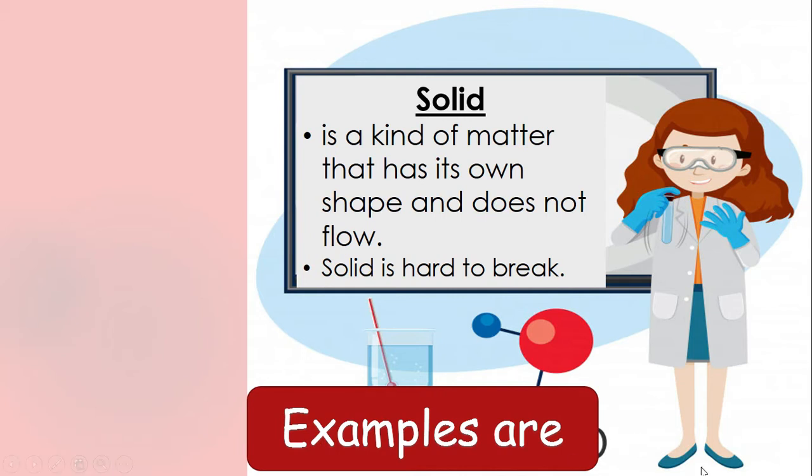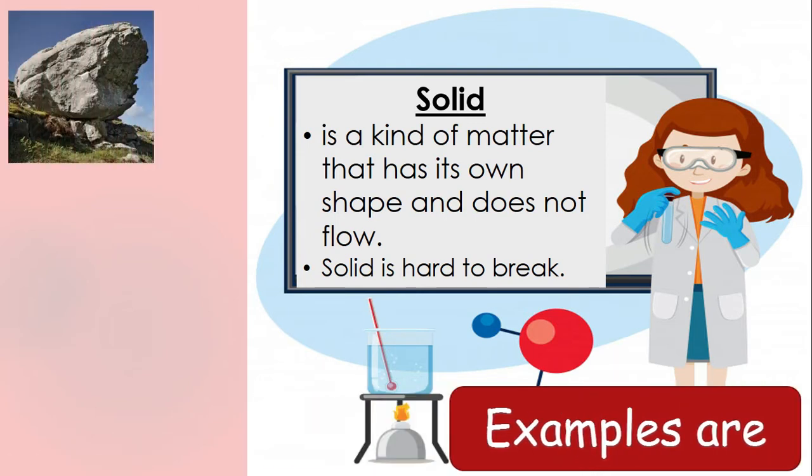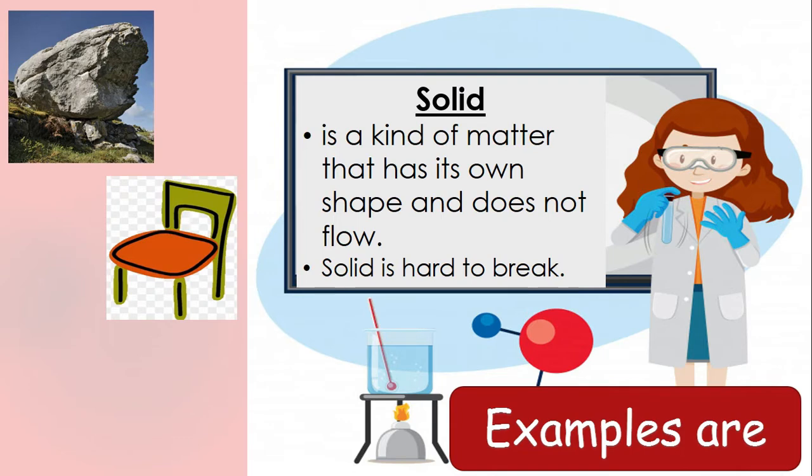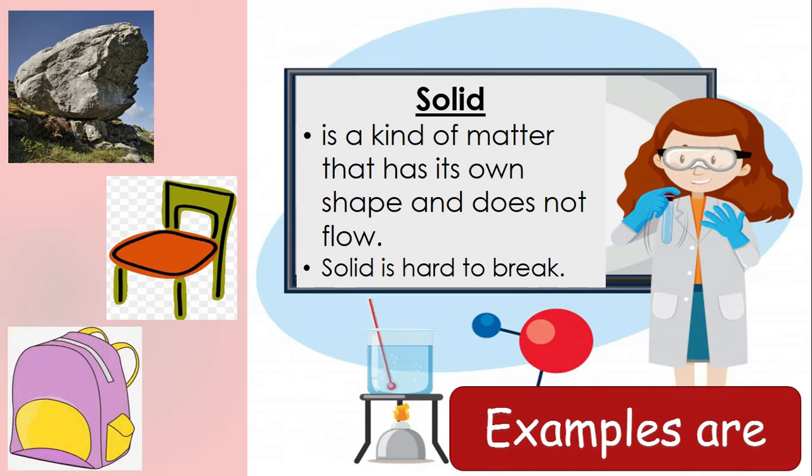What are the examples of solid materials? These are rock, chair, and a bag, or anything that is hard to break. Remember KG3? Anything that you see around you is matter.